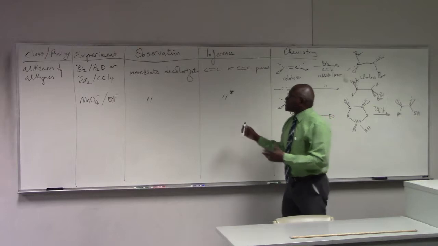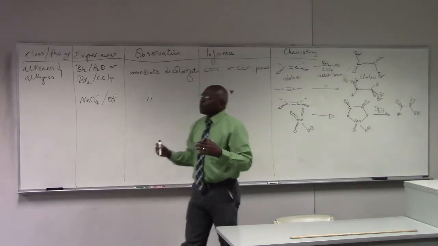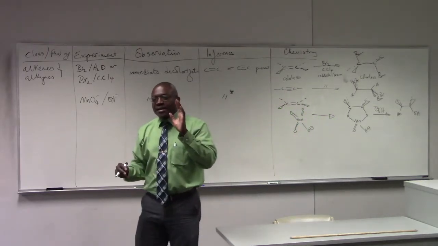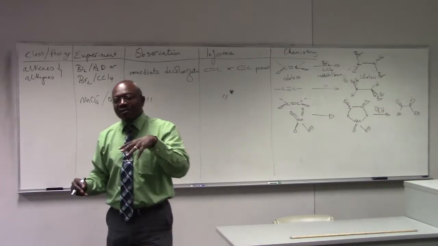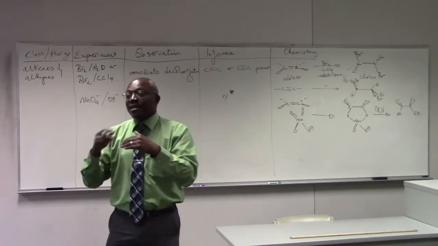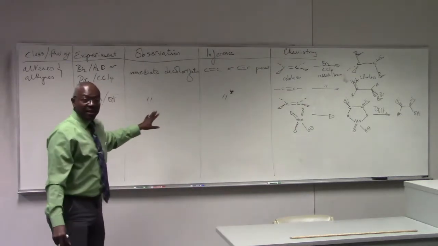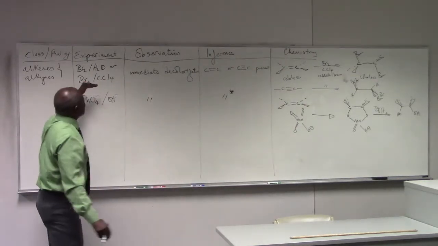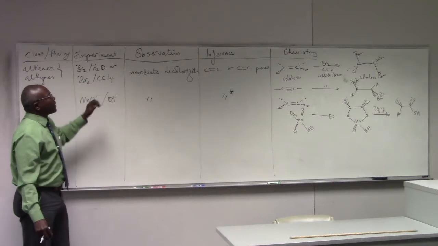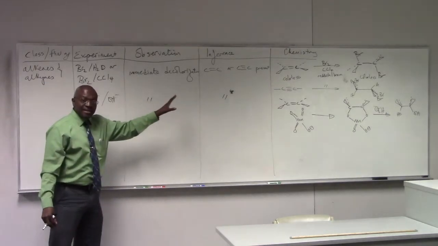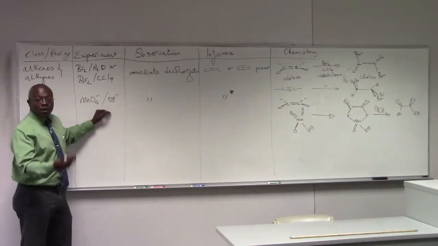The problem is permanganate also converts things like primary alcohols, secondary alcohols, and aldehydes. It can oxidize those, and in the process, it also becomes decolorized. So whereas the bromine and carbon tet, or the bromine and water, are unique for alkenes and alkynes, the permanganate is not.